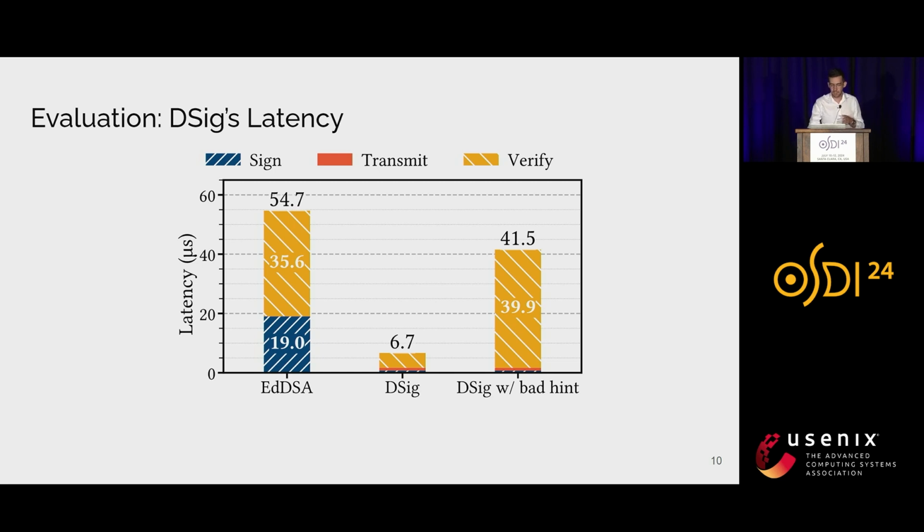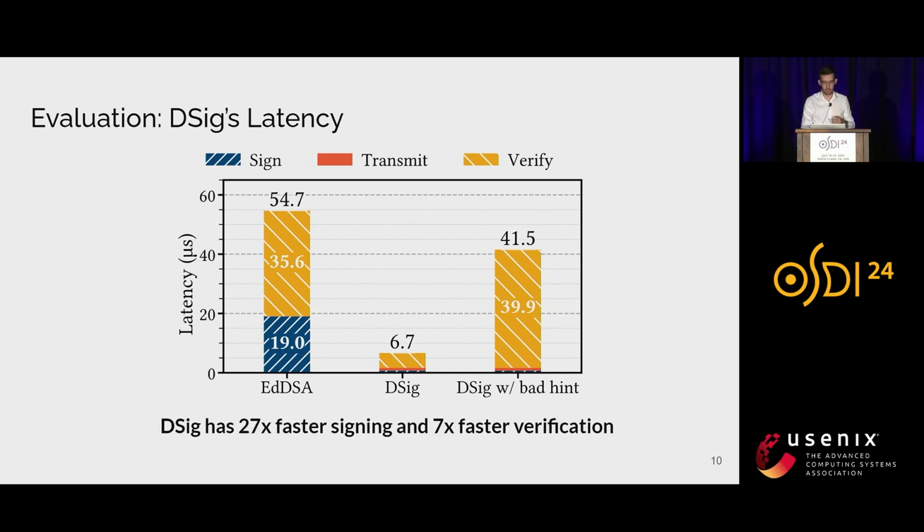So if we have a look at the latency, here we have plotted the latency to sign a message, transmit the message plus its signature, and verify the signature on another machine. So it's a one-way communication. We have plotted the latency for EDDSA, which is the state of the art, DSig, our protocol, and DSig when you fail to provide it with a good hint. What you see is that DSig has 27x faster signing time and 7x faster verification. And what is kind of cool is that even when you fail to provide good hints to DSig, overall the thing is still faster.